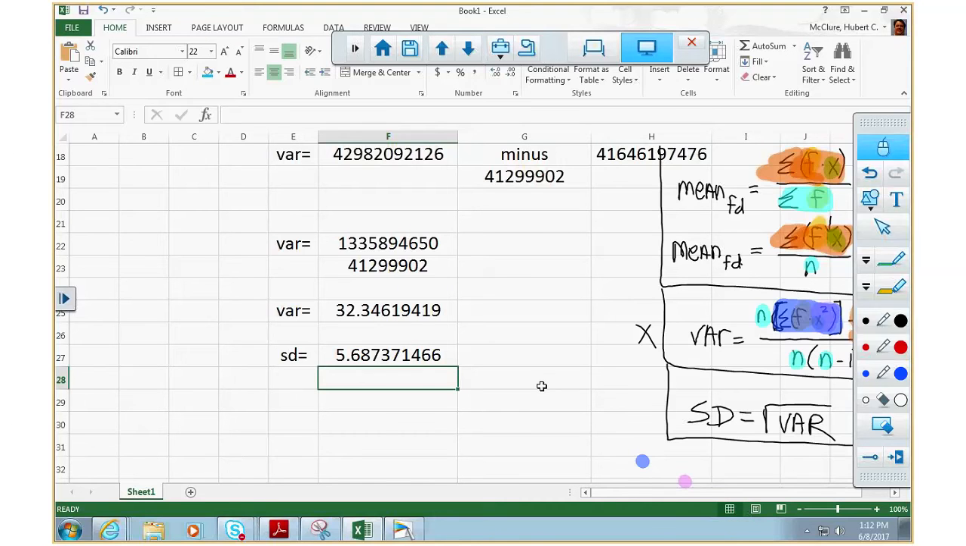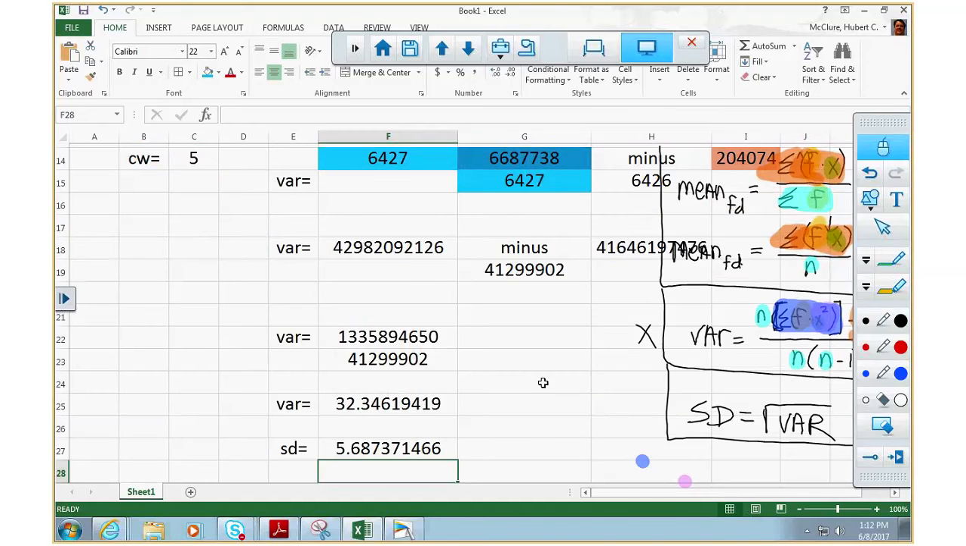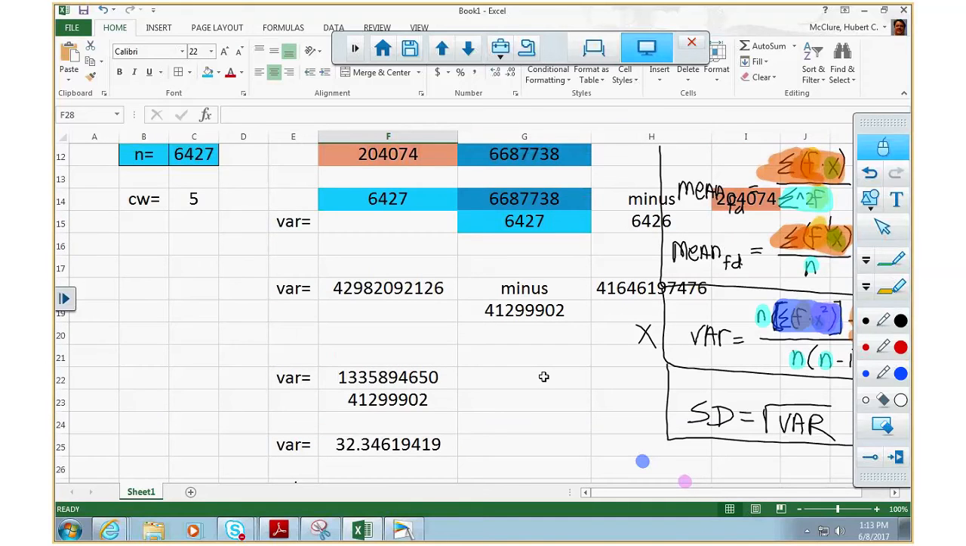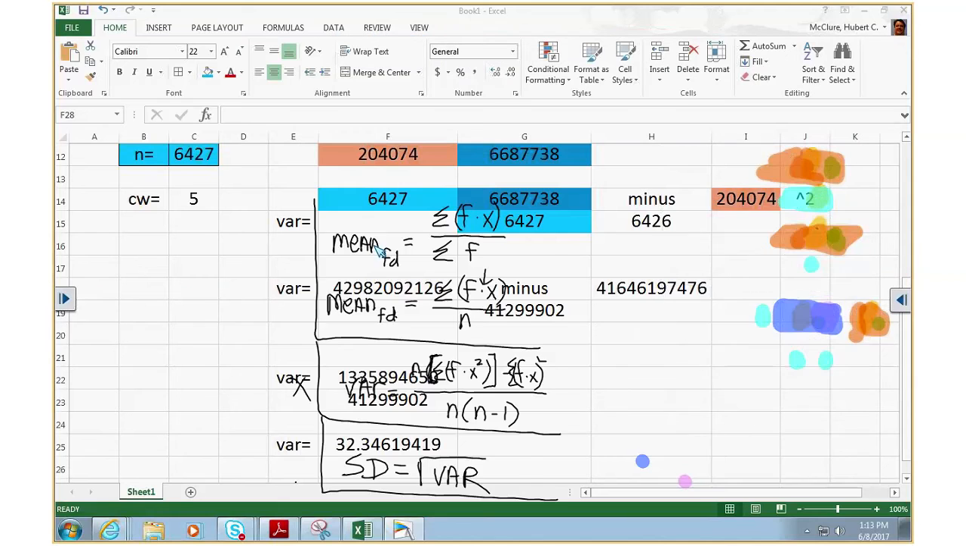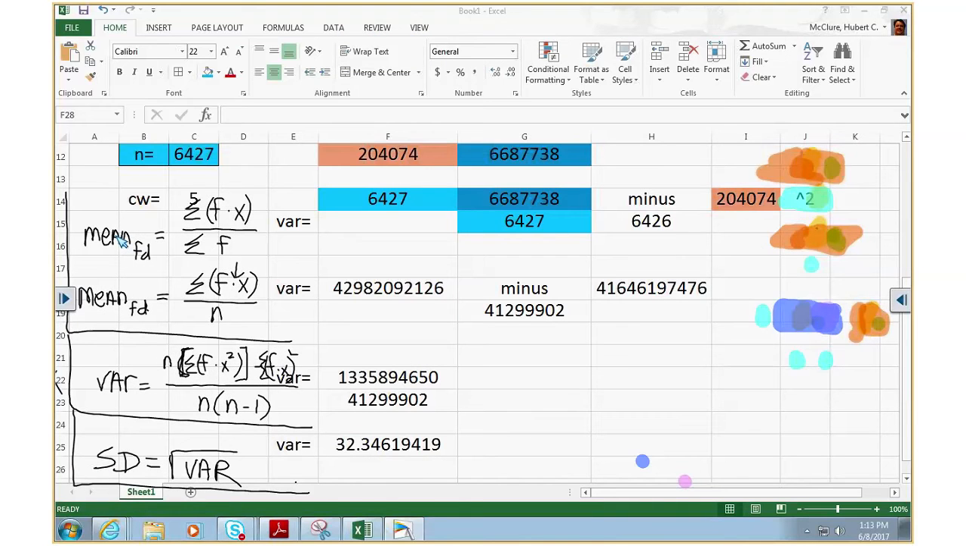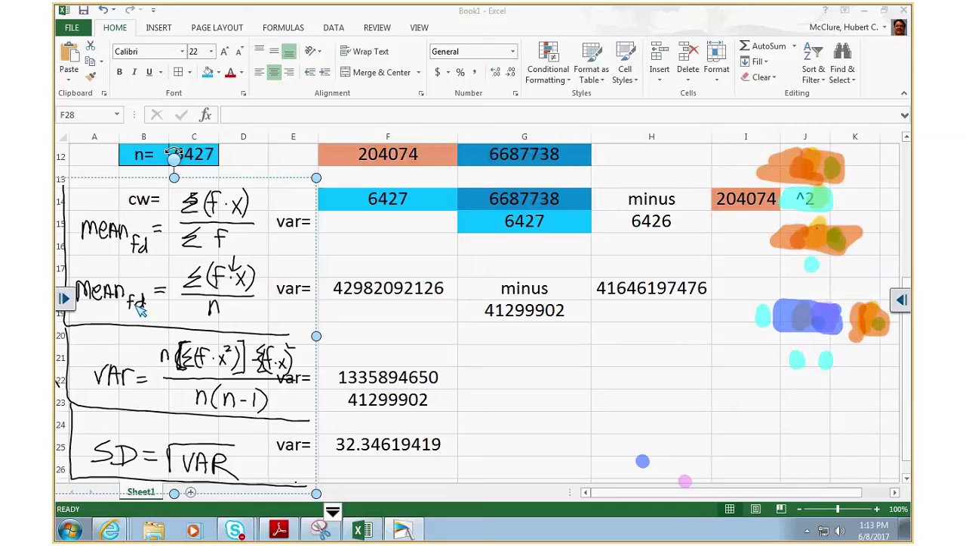Now, I'm going to pull this back up right here, and I want everybody to look at what I did. Let's see if I can put this up. All right, look at the formulas. I'm not talking about the mean right here. And I did exactly right here what the formula says to do. Minus this squared over n times n minus 1.